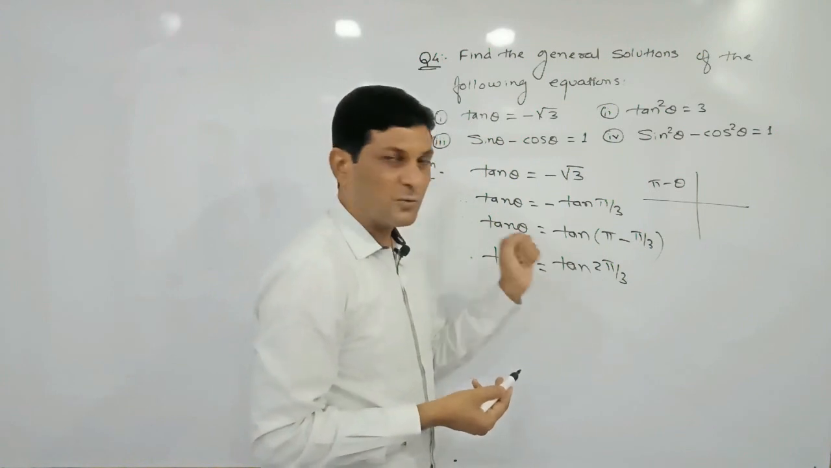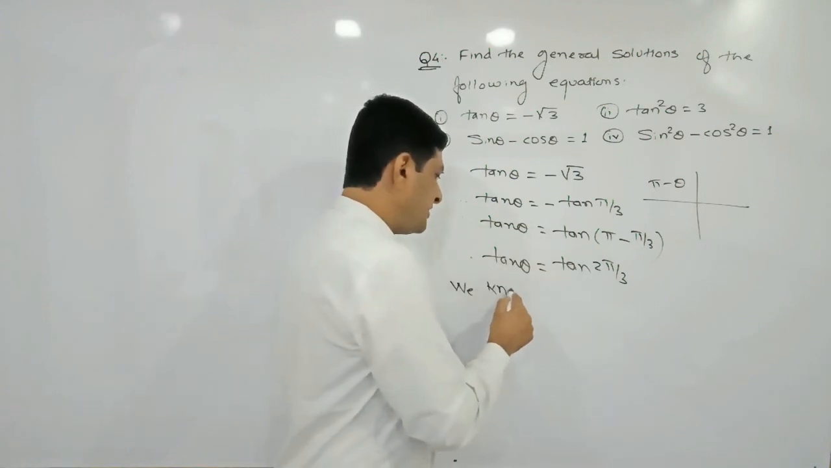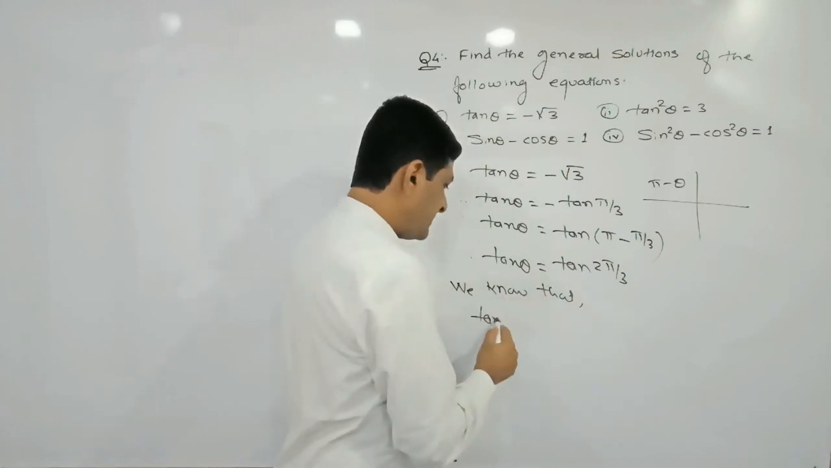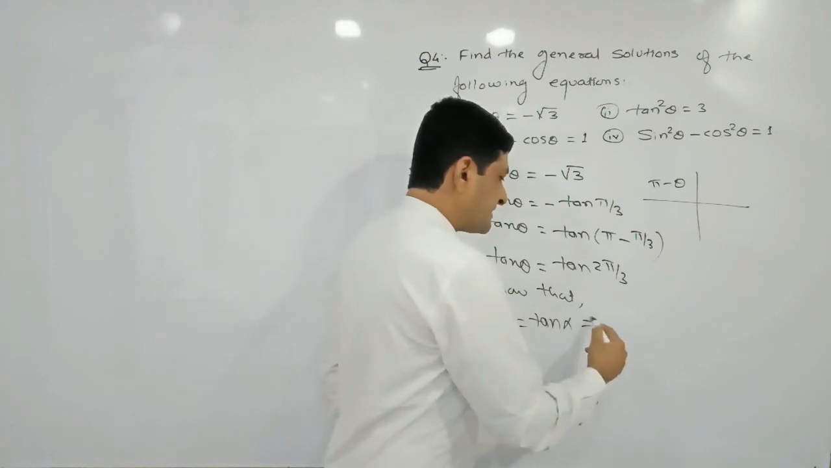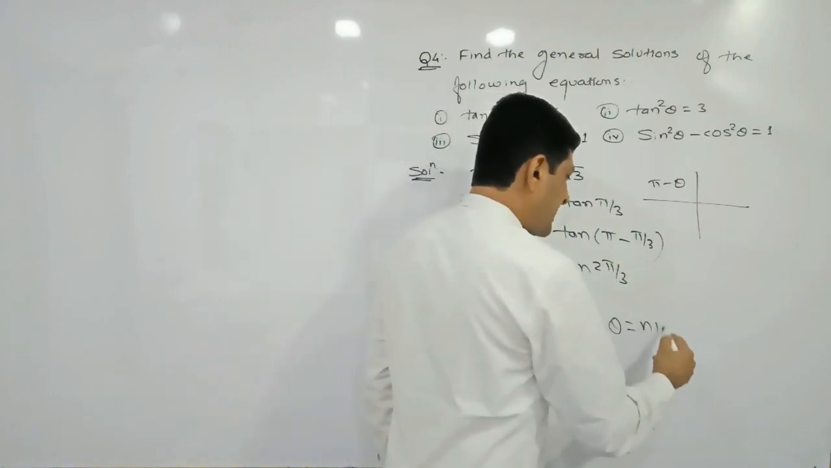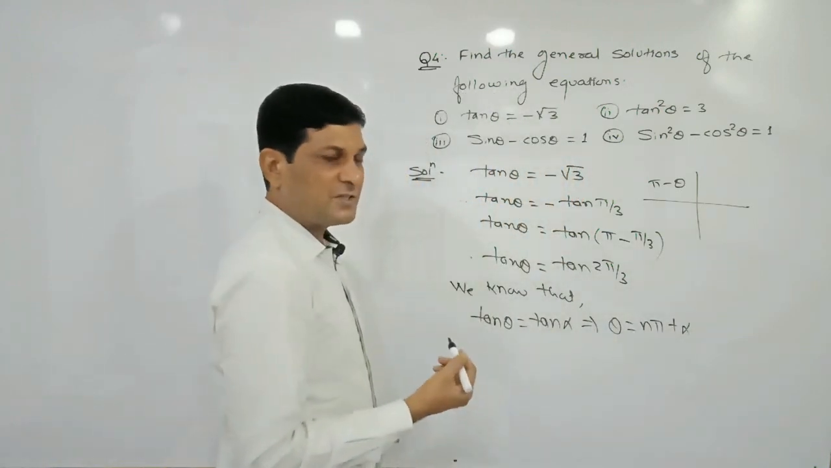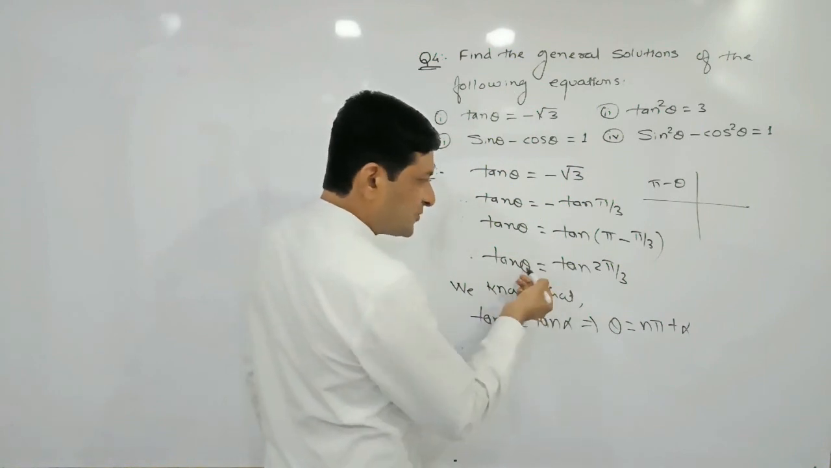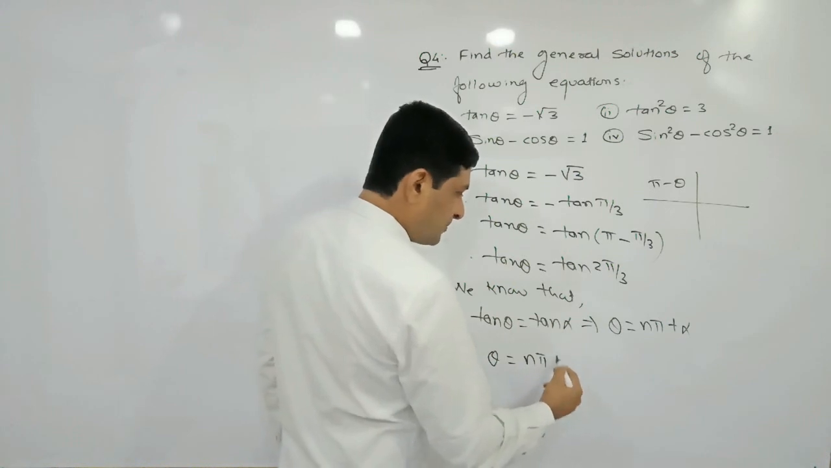Tan theta is equal to tan alpha. So let us apply that formula. We know that tan theta is equal to tan alpha implies that theta is equal to n pi plus alpha. According to this formula, let us see what we will get. So therefore, the value of theta is theta is equal to n pi plus alpha.